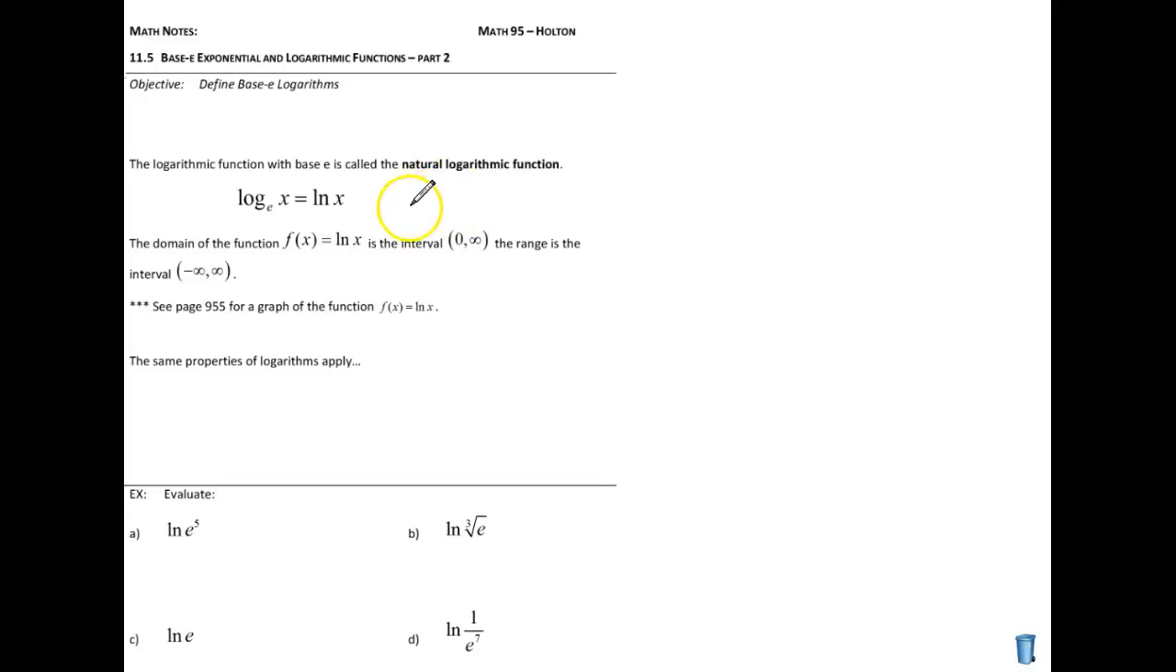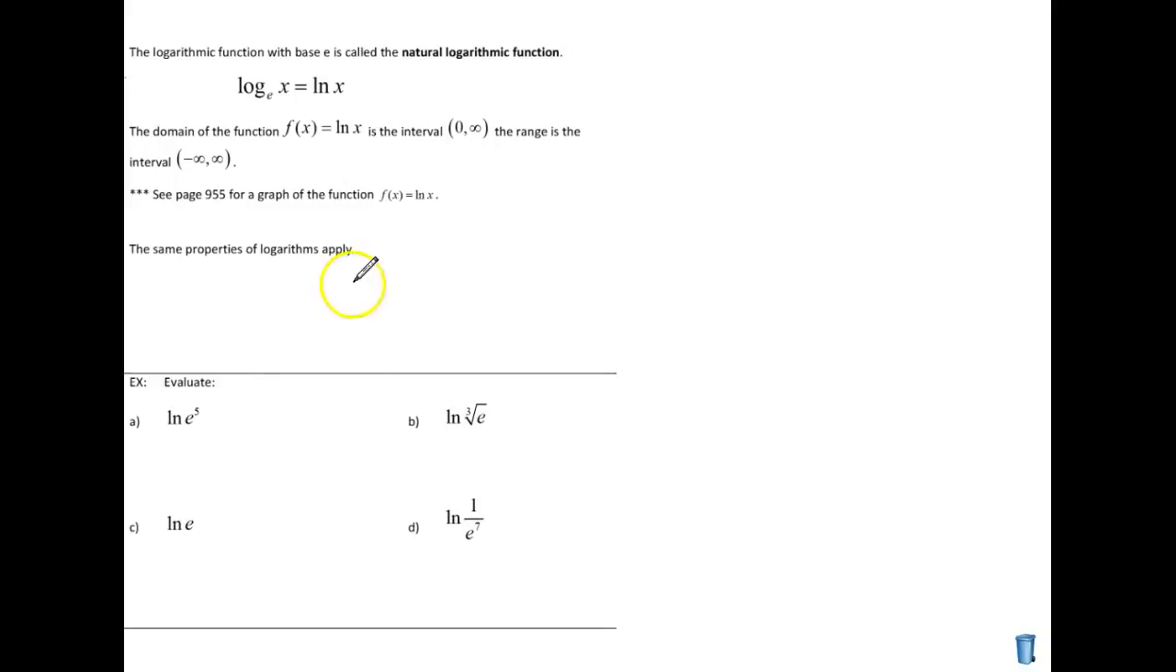Remember that for our logarithm functions, the domain and the range are opposite. The domain in this case is all x greater than 0, so from 0 to positive infinity. And the range, however, extends from negative infinity to positive infinity. You can see a graph of the natural logarithmic function on page 955 in the text.